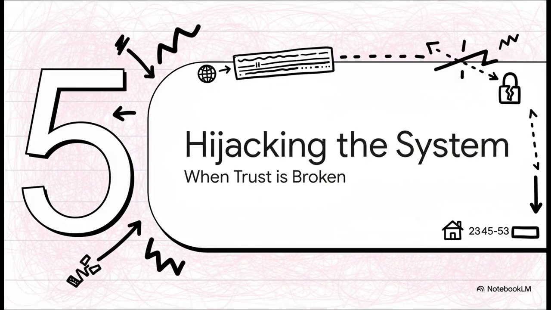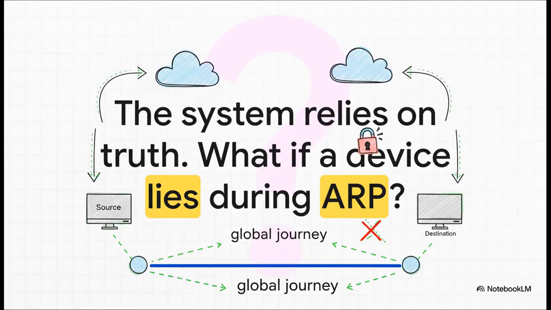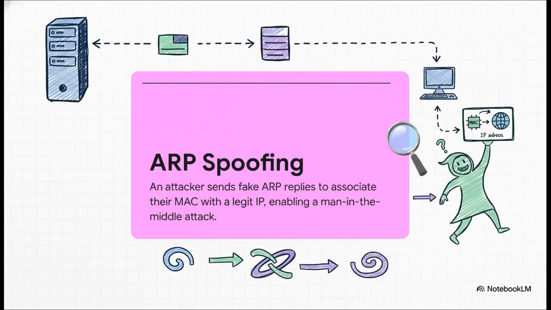This whole elegant system is built on one very fragile foundation: trust. Specifically, it trusts that devices on the local network are telling the truth. I mean, think back to that ARP conversation. Your computer just blindly accepts the reply it gets. It has no way of verifying that the device saying, "I'm the gateway," is actually the gateway. So what happens if a device on your network just lies? Well, you get a classic attack called ARP spoofing.